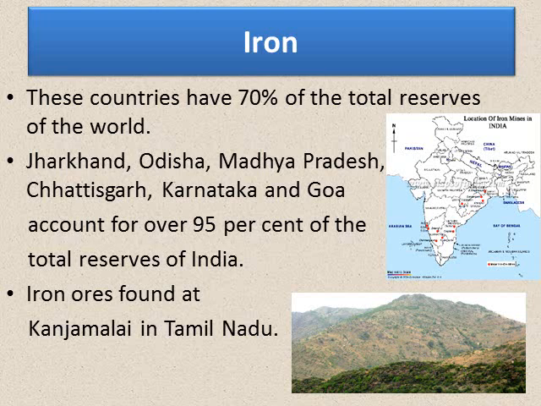In our country, India, Jharkhand, Orissa, Madhya Pradesh, Chhattisgarh, Karnataka and Goa account for over 95% of the total reserves of India. So in these places we can find the iron industries: Jharkhand, Odisha, Madhya Pradesh, Chhattisgarh, Karnataka and Goa. Iron ores are found at Kanjamalai in Tamilnadu. You can also find it in our place, Tamilnadu, in the Kanjamalai region.